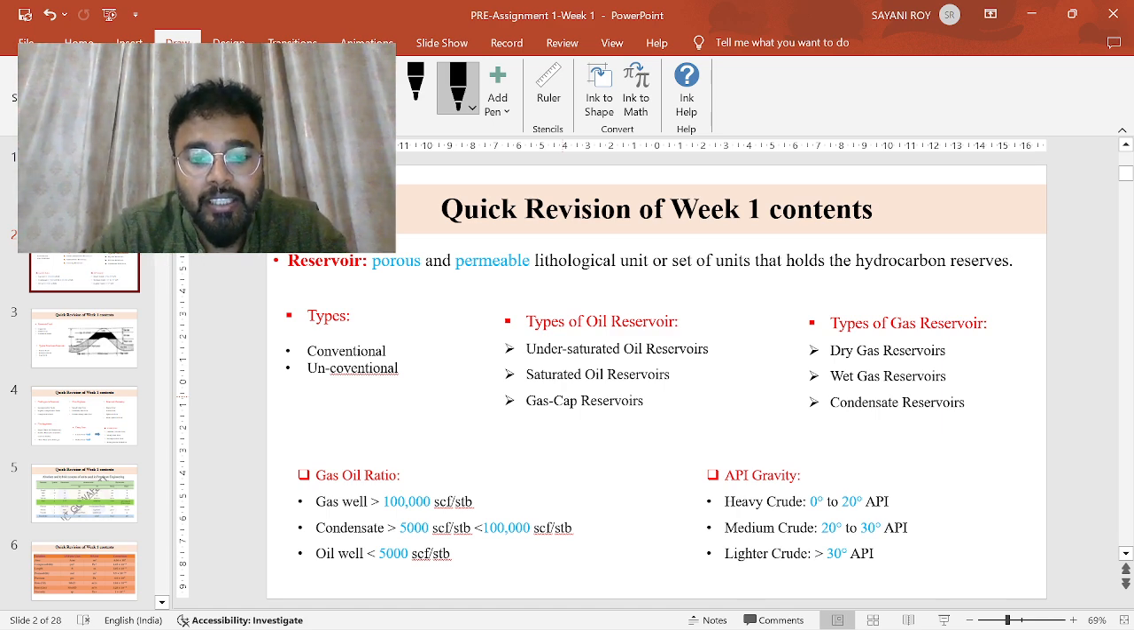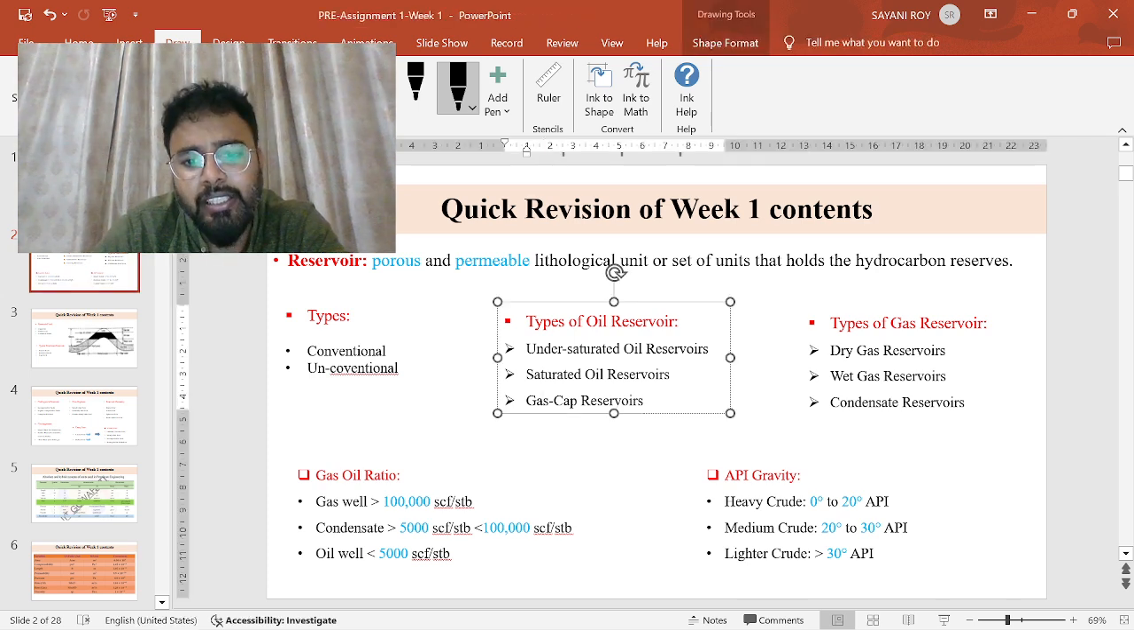Within this pressure range, there is a point called the bubble point pressure. If the reservoir pressure goes under the bubble point pressure, gas starts to come out of the oil. So that point where the gas starts to come out of the oil is called the bubble point pressure. When our reservoir is above the bubble point pressure, it is called an undersaturated oil reservoir, and when it is below the bubble point pressure, it is called a saturated oil reservoir.